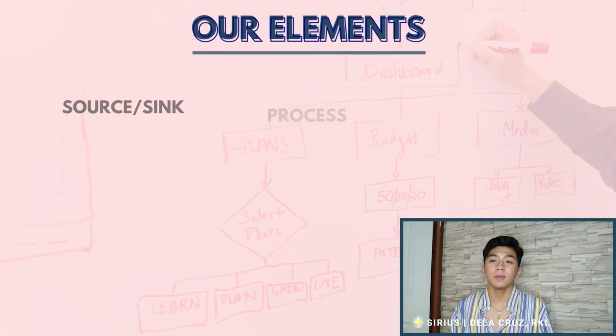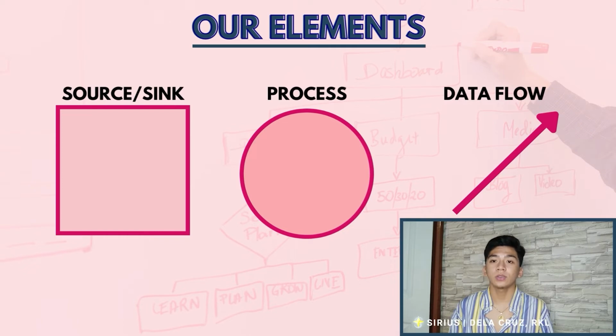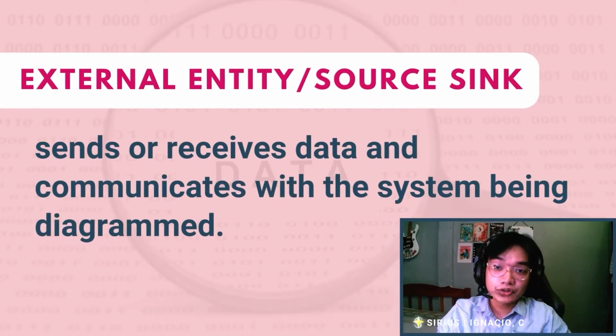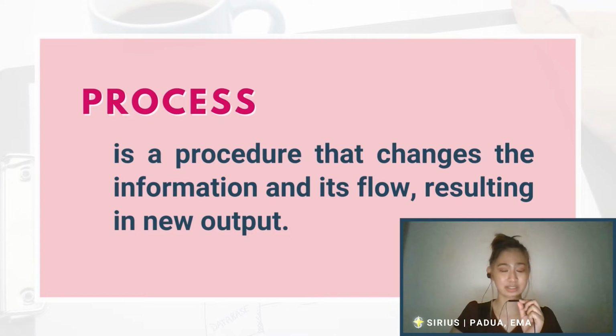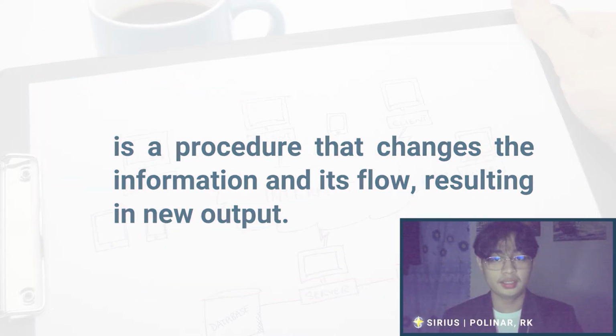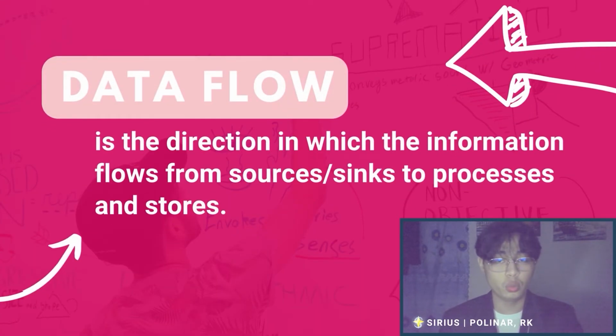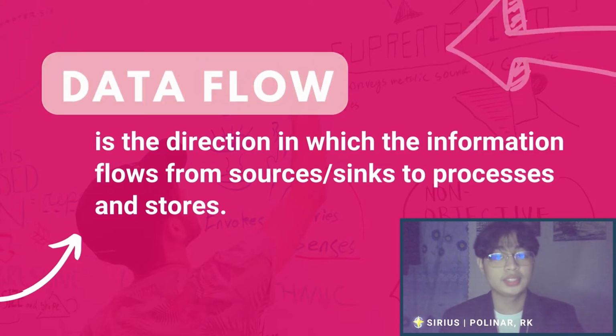In the context diagram level 0, we have elements: the sources are the boxes, the process is the circle, while the arrow defines the data flow. An external entity is also known as a source or sink, which sends or receives data and communicates with the system being diagrammed. The process is a procedure that changes the information and its flow, resulting in a new output. Data flow is the direction in which the information or data flows from sources, or what we call the sinks, to processes and stores.